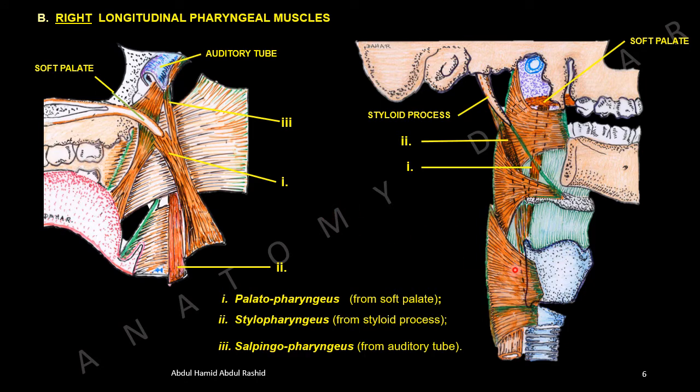So, the inner group of muscles, the three longitudinal pharyngeal muscles are, number one, palatopharyngeus, coming from the soft palate to the pharynx. Number two, stylopharyngeus, coming from the styloid process to the pharynx. And the third one is salpingopharyngeus, coming from the auditory tube to the pharynx. These are the three inner group of muscles, the longitudinal pharyngeal muscles.